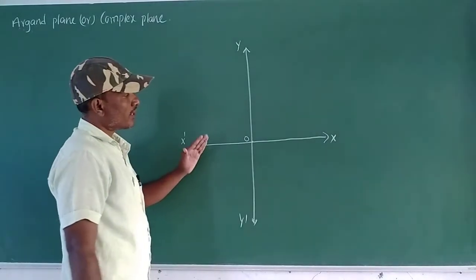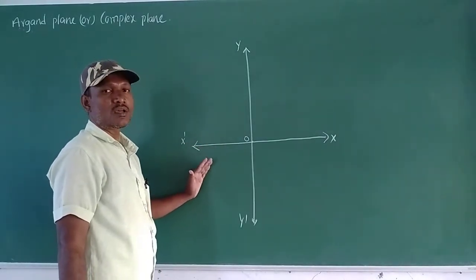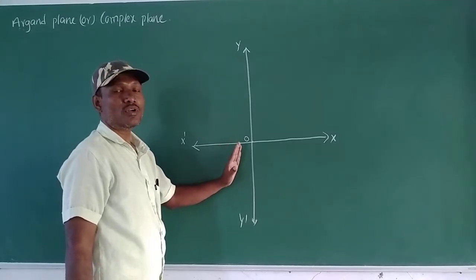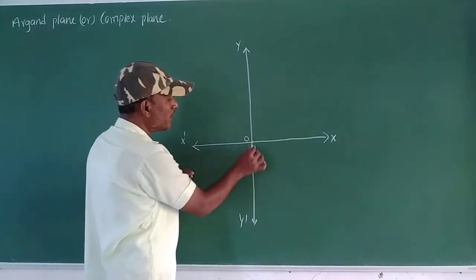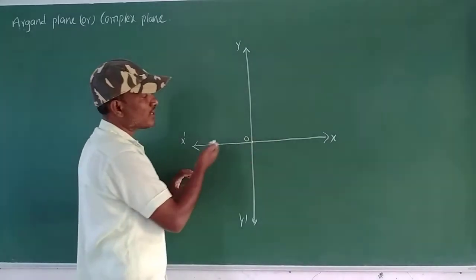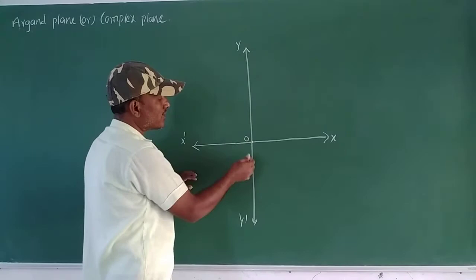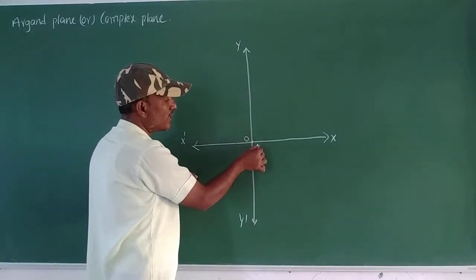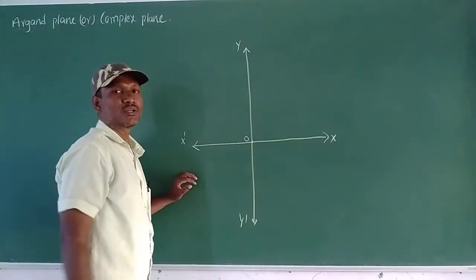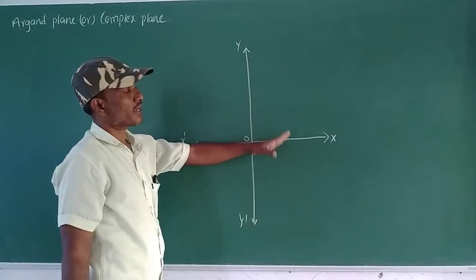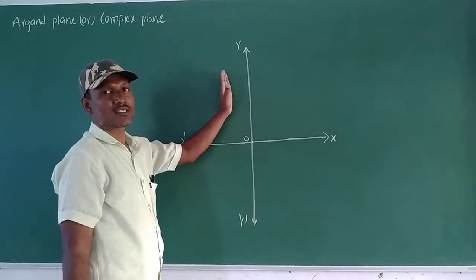Okay. Here, the x-axis and y-axis are perpendicular to each other, mutually perpendicular, at 90 degrees.